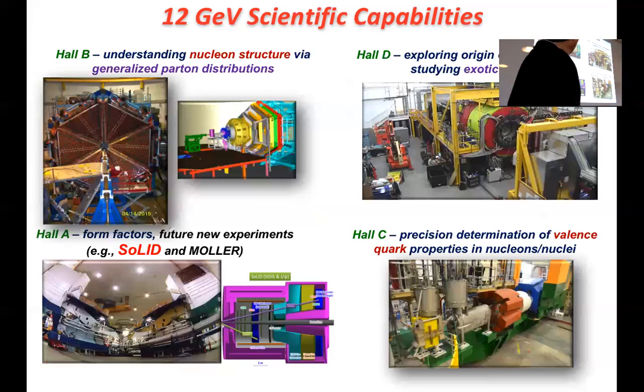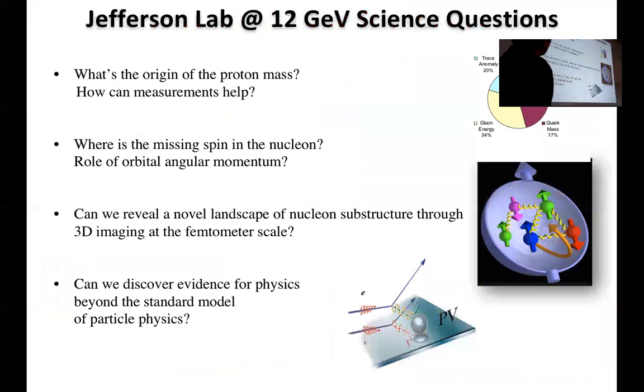The SoLID and the modular. Rolf also mentioned this. So the science questions we want to answer are the proton mass, the spin, and especially the role of orbital angular momentum. And we want to reveal the 3D structure through GPDs and TMDs to learn about the full structure of the nucleon. And also, with the opportunity of doing parity violation, we can learn about beyond the standard model physics.